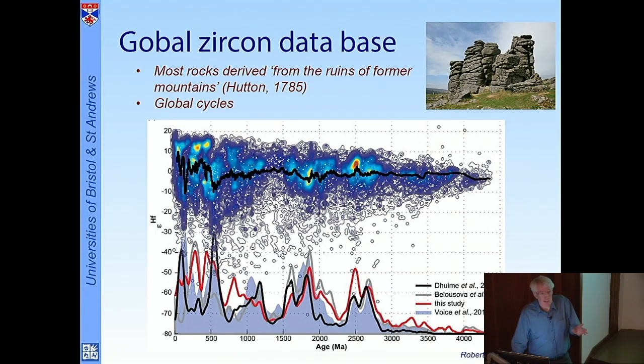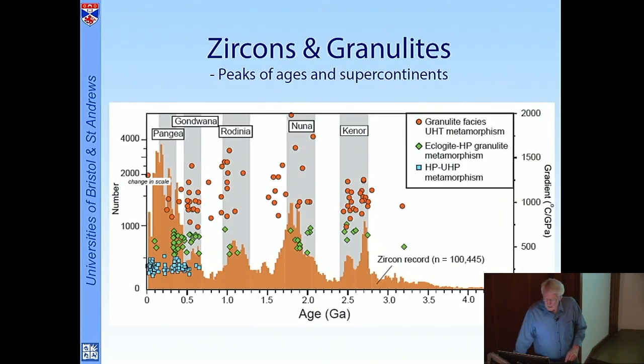One argument has been that these are a primary record, and if you have pulses of magmatic activity, then they imply some kind of instability in the mantle, some development of mantle plumes, a sudden emplacement of lots of magma in the crust. And the other argument, which we prefer, is that these are actually secondary features shaped by plate tectonics, and it is the record that you're left to deal with. But these peaks of ages are global, and how do we best interpret them?